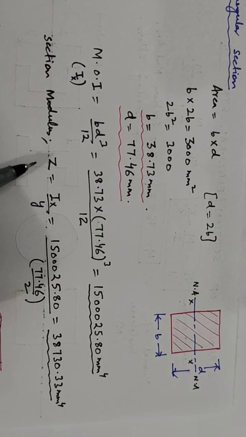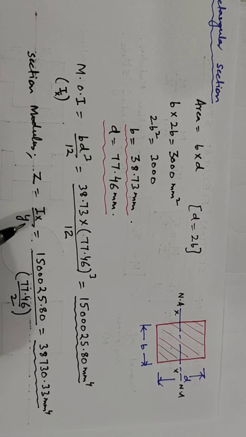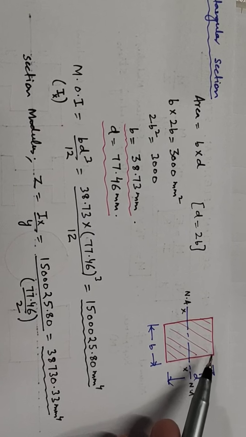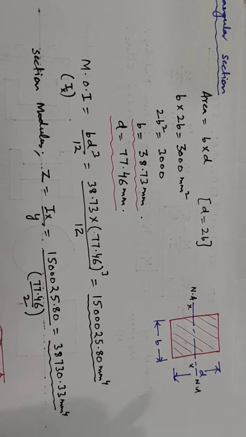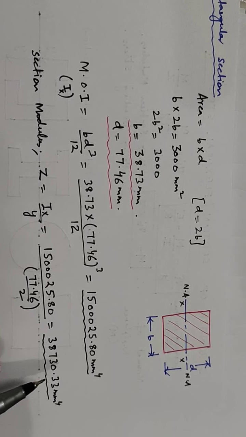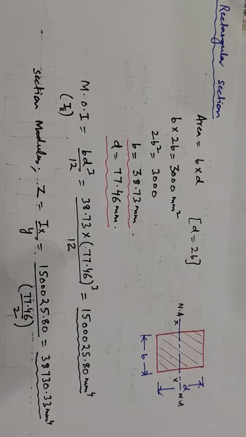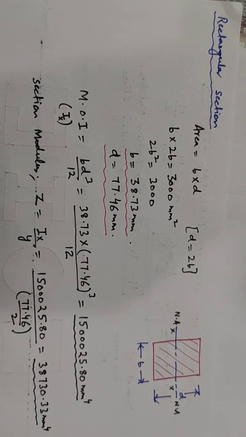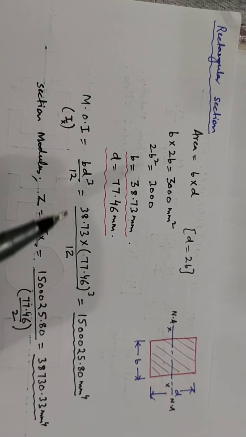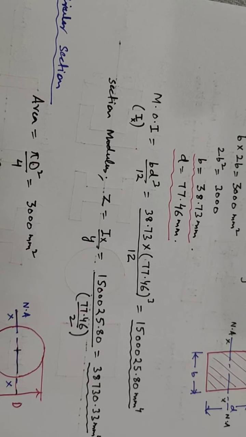And the section modulus Z will be equal to your moment of inertia about central x-axis divided by y, and y will be half of this distance of outer fiber from the neutral axis. So this comes out to be 38,730. Whereas in case of I section, it was 1 lakh something. Whereas in case of your rectangular section, this comes to 38 thousand. So which means that the strength of your I section is more for the same area as compared to your rectangular section.